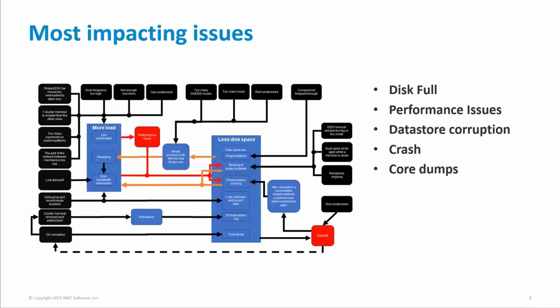This impact diagram is available in our knowledge base. You will find it in the references of this webinar. It shows the most impacting issues and the relations between them. The goal of this diagram is to show that these issues are interconnected. For example, a performance issue can cause a disk full issue. A disk full can cause a data store corruption, and a data store corruption can cause another disk full issue later. I am going to show you the best way to prevent these issues from happening.